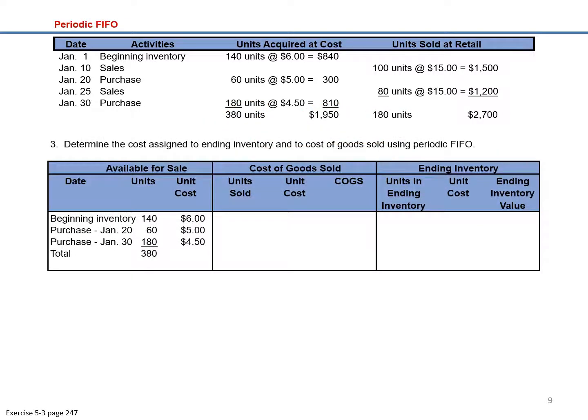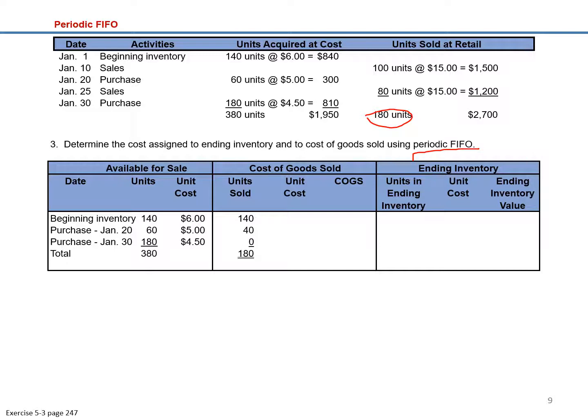All right, so if we're using the periodic FIFO method, that means that our first costs in are also the first costs that we sell or that flow through cost of goods sold. So we have 180 units that we've sold at retail. They're pulling that from here, which means we have 140 from our beginning inventory that are all going to be sold. Those were the first units. Plus we need another 40 to get to 180. So 40 of our 60 units from our January 20th purchase are going to be sold.